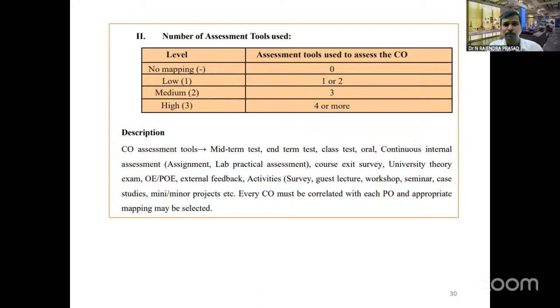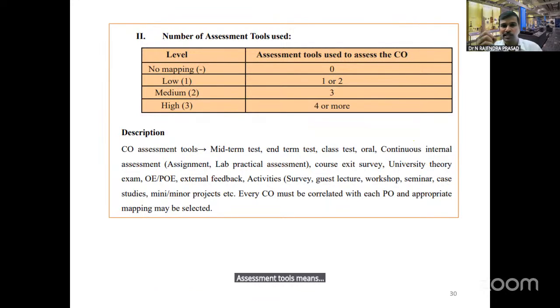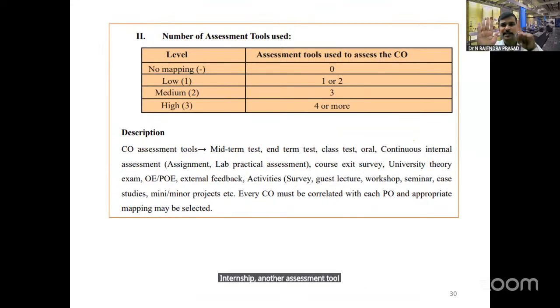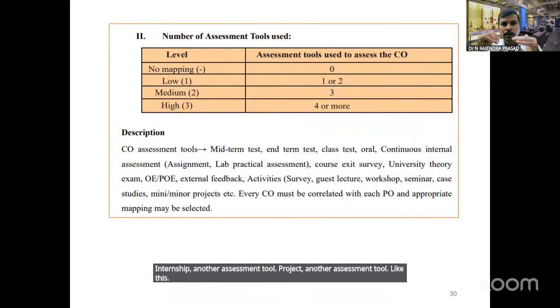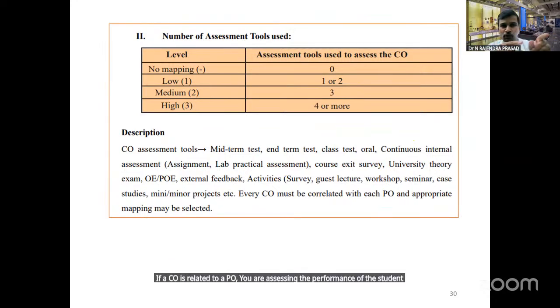Then another important tool is considering the number of assessment tools used. Assessment tools means a test is one assessment tool. Assignment is another assessment tool. Seminar is another assessment tool. Viva, another assessment tool. Internship, another assessment tool. Project, another assessment tool. Like this. If a CO is related to a PO, you are assessing the performance of the student related to a particular CO.